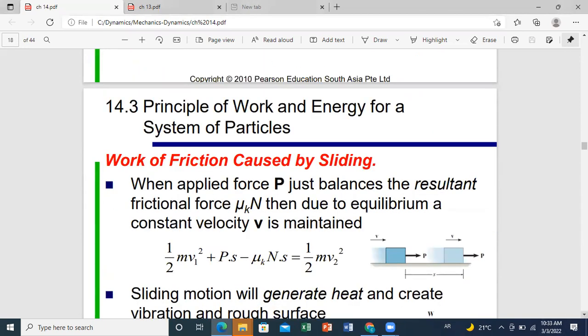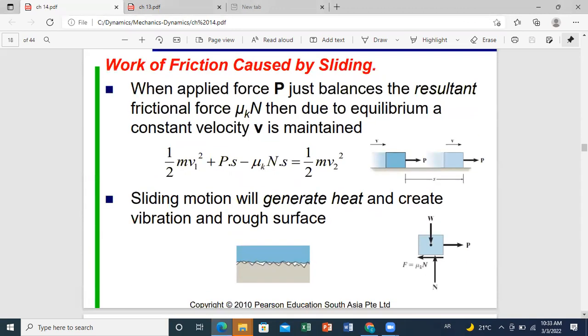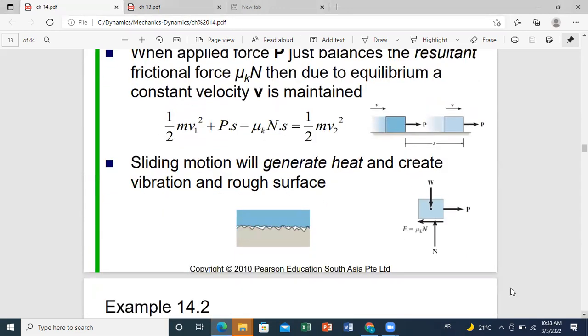In this simple example, they illustrate the effect of friction. Let's say I give you a block an initial speed of v1, and I apply on it a force P. Under the effect of P, the velocity will change, and I want to compute the velocity at state 2 after a displacement s. But since my surface is rough, friction will try to oppose my motion.